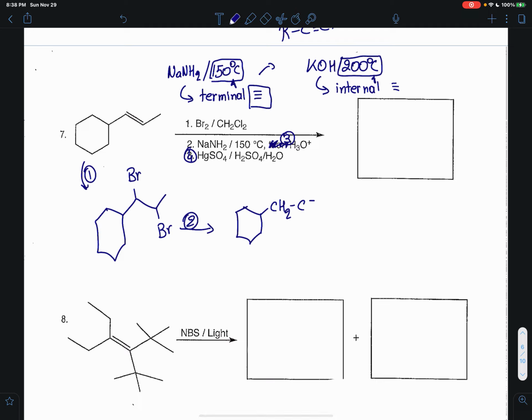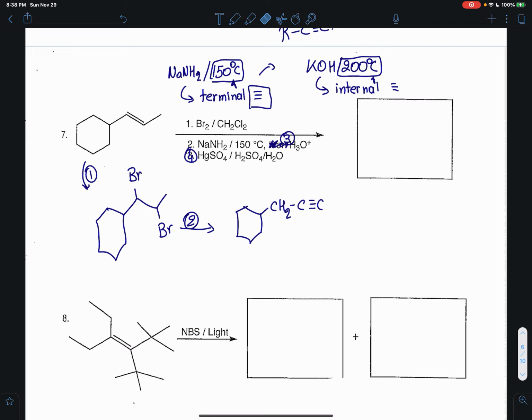So you have a C triple bond CH. Oh, I'm sorry, I forgot that we're splitting them. So step 2, you're going to end up with CH2, C triple bond C minus. And then step 3, because NaNH2 is a base, right? So even if you form a CH at the end, it's going to come back and deprotonate this hydrogen. The third step is going to be CH2, C triple bond C hydrogen. And the fourth step is HgSO4, H2SO4 / H2O. In this step, you're going to form a ketone.